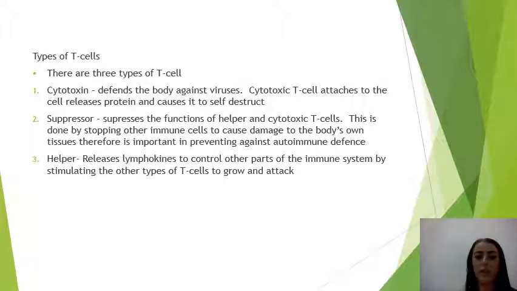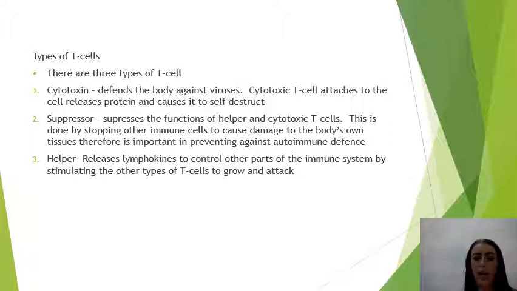There are three types of T cell. Cytotoxic, this defends the body against viruses. The cytotoxic T cell attaches to the cell, releases protein and causes it to self-destruct. Then we have the suppressor. It suppresses the functions of helper and cytotoxic T cells. This is done by stopping other immune cells from causing damage to the body's own tissues. Therefore, it's important in preventing autoimmune disease.